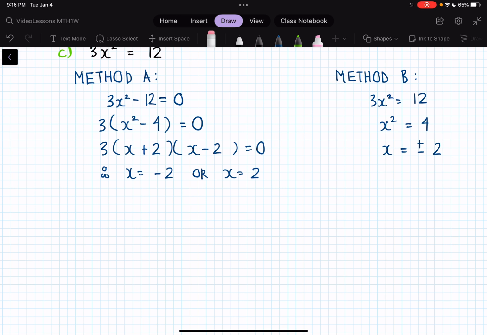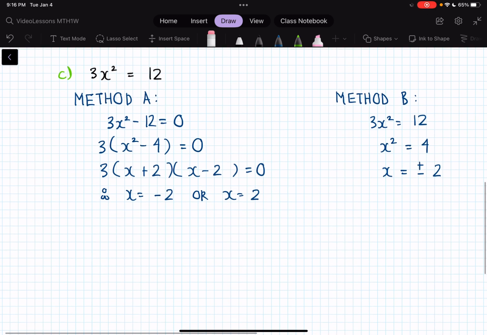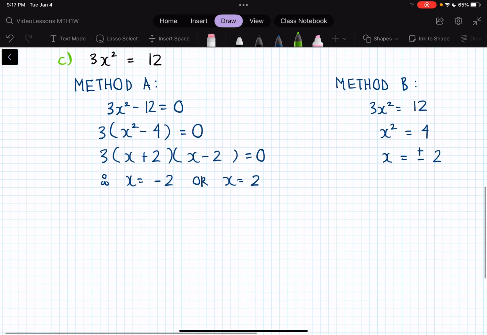So there's 2 separate ways we could have done this question. I've shown you both ways, but in a test or in your homework or in an exam or a quiz, you don't show me 2 methods, okay? You pick one that you're comfortable with.